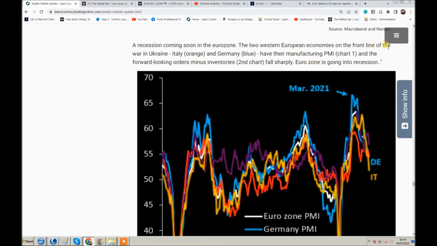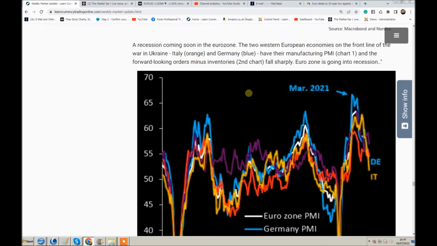Two Western Europe economies on the front line of war in Ukraine. Italy, orange, Germany, who have their manufacturing PMIs. Did I say earlier it's a leading economic indicator? Well, if I didn't, it is. Chart one and the forward-looking orders minus inventories, second chart, fall sharply. Eurozone going into recession.